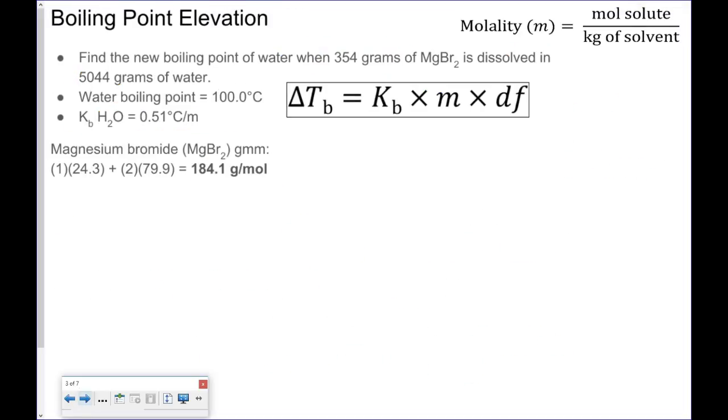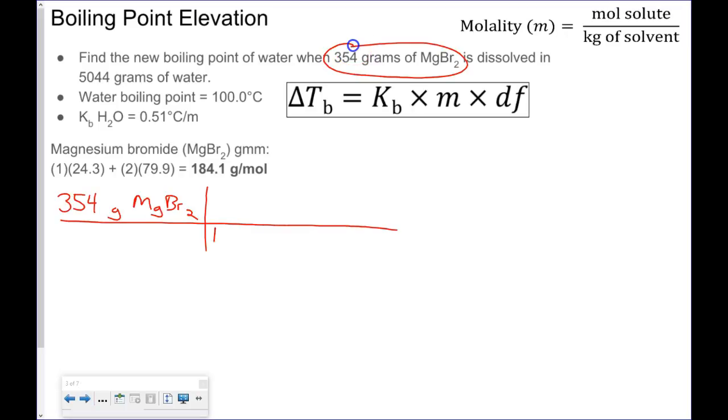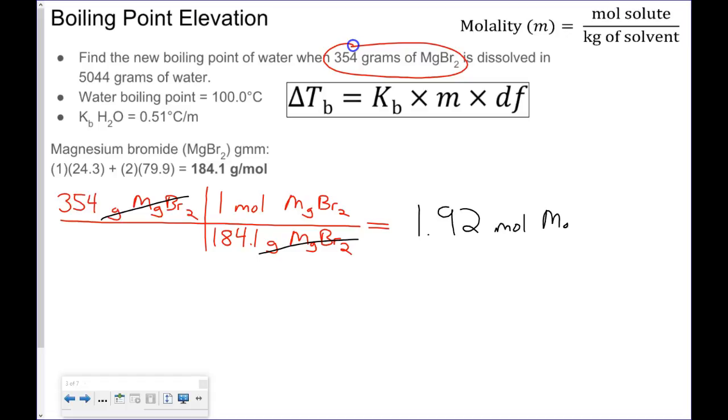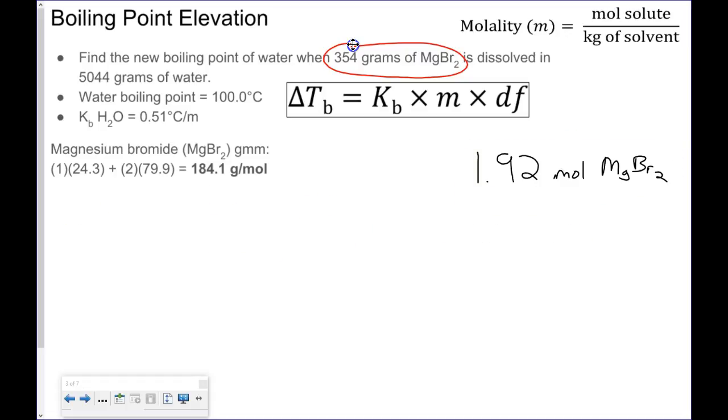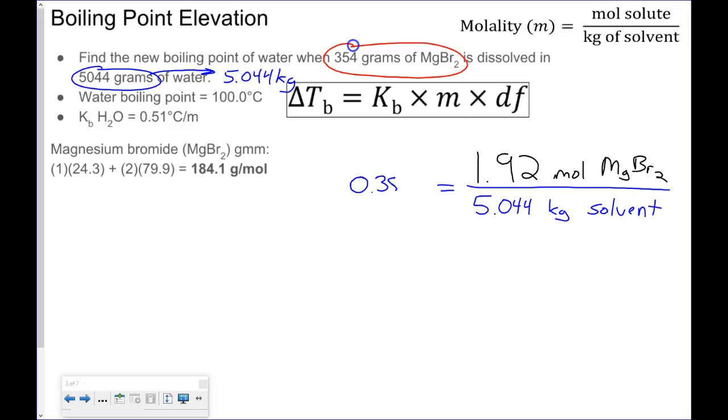Now we're going to do a boiling point one. Find the new boiling point of water when 354 grams of magnesium bromide are dissolved in this much water here. Same as before, I'm going to figure out how many moles I have of magnesium bromide. Cancel that out. That's going to work out to be 1.92 moles of magnesium bromide. I'm going to divide that by the kilograms of solvent. 5,044 grams works out to be 5.044 kilograms of water. Doing that math gives me 0.38 molal magnesium bromide.